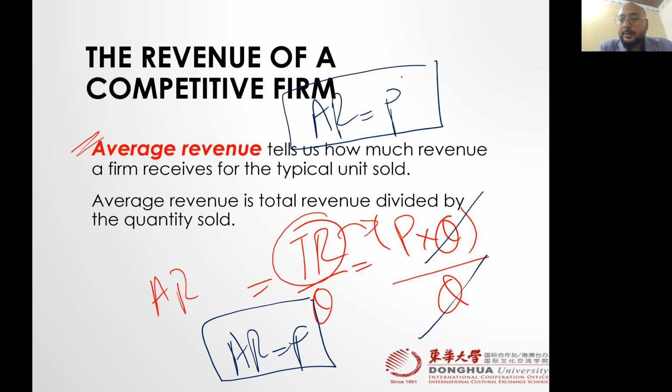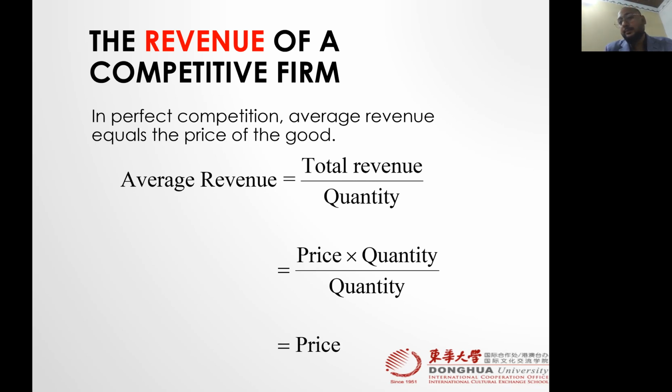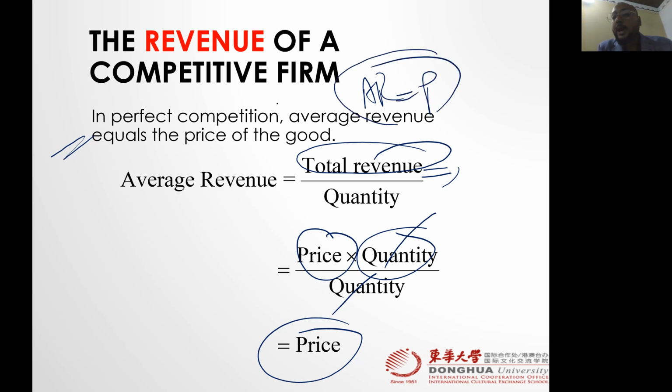All right, everyone? Guys, you understand? So in perfect competition, average revenue equals the market price of the product. I just put price into quantity, the formula for total revenue, quantity cancels, price. So in perfect competition, because of the nature of the formula, average revenue is equal to price.